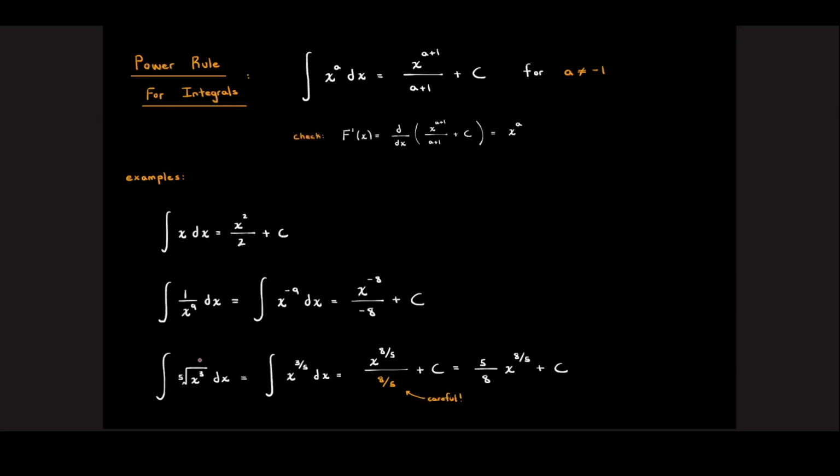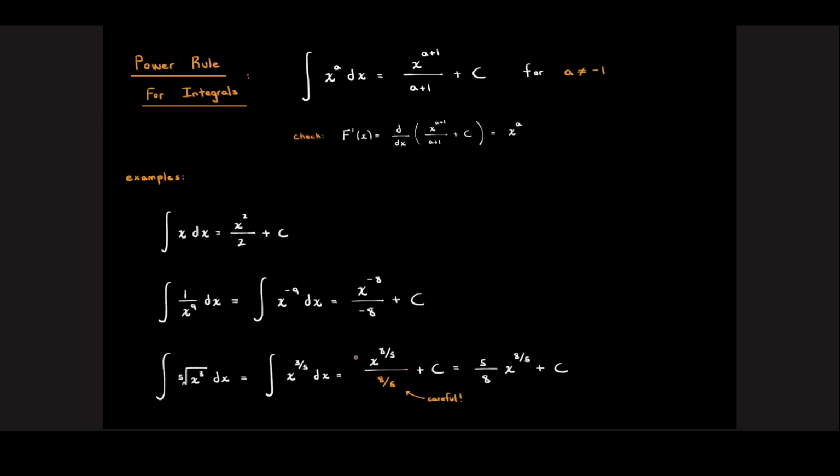As a result, we can just rewrite the fifth root of x cubed as x raised to the 3 over 5 power. Now it is in this form. It's a power function. So the power rule for integrals says add 1 to the exponent. If you add 1 to 3/5, you get 8/5.